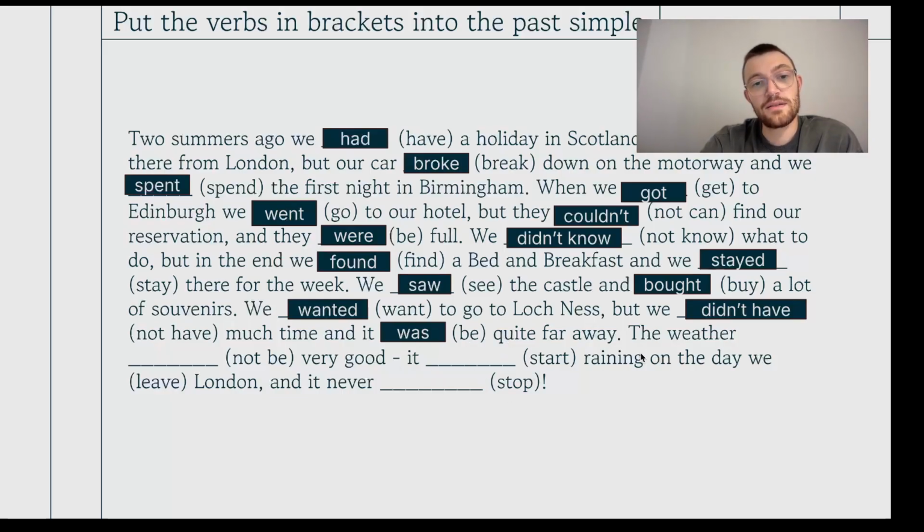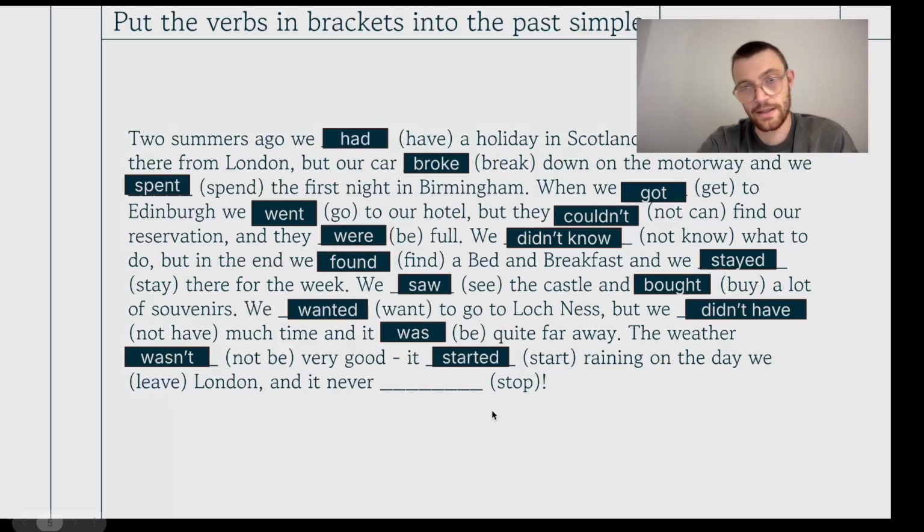The weather, right? So we've got be again, but this time we want it to be negative. So we're going to make it wasn't, right? The weather wasn't very good. It started raining on the day we left London.